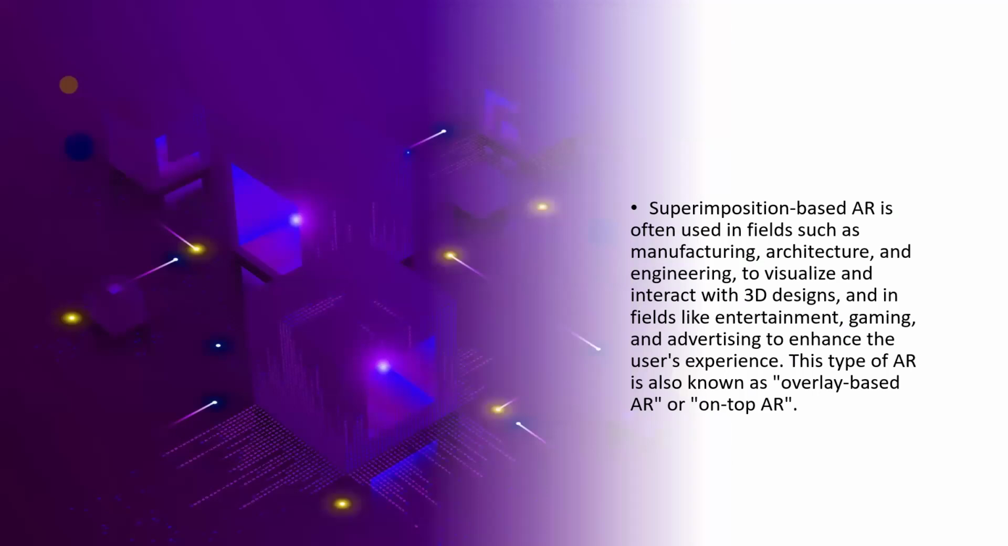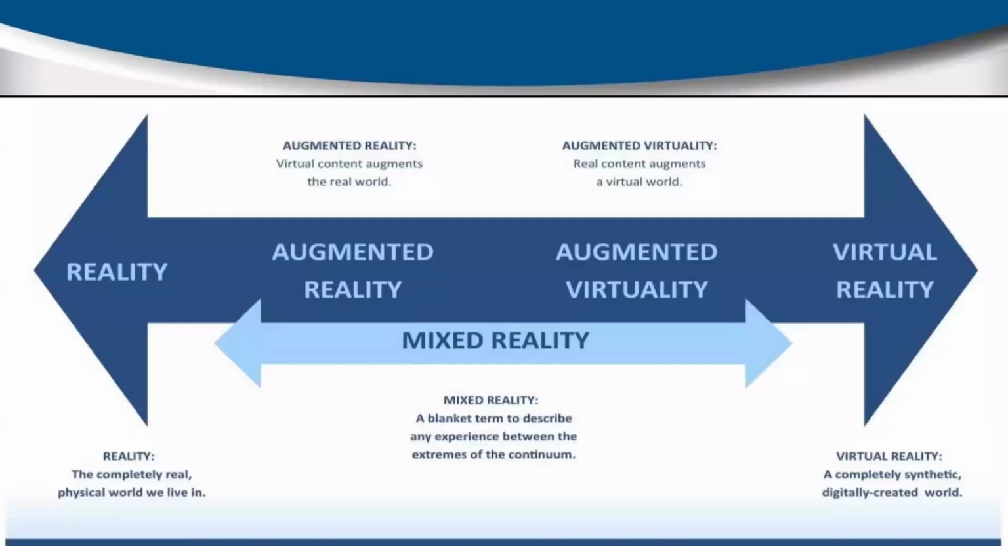Now, superimposition based AR is often used in fields where we see overlay based or on-the-top ARs. So coming to the diagram again, what we started with: reality. So you have the completely real physical world. You have virtual reality on the other hand, where you are completely in a synthetic or digital world. Now you do have augmented reality, augmented virtuality. So I guess the difference is clear.